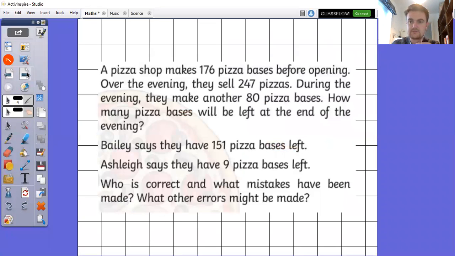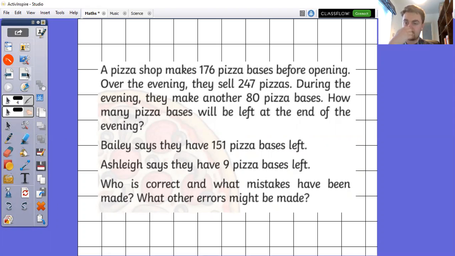Okay, let's have a look at the next one. A pizza shop makes 176 pizza bases before opening. Over the evening, they sell 247 pizzas. During the evening, they make another 80 pizza bases. How many pizza bases will be left at the end of the evening? Bailey says they have 151 pizza bases left. Ashley says they have 9 pizza bases left. Who is correct and what mistakes have been made? What other errors might be made?